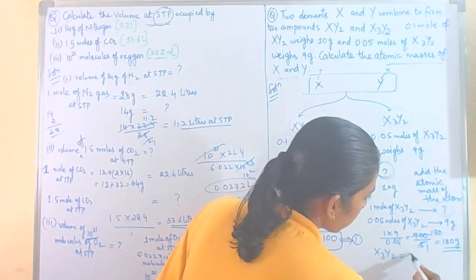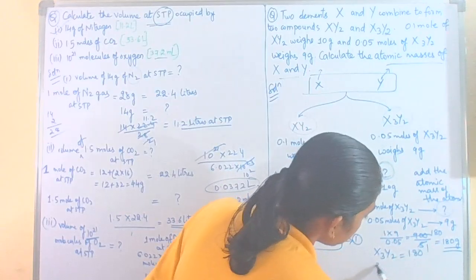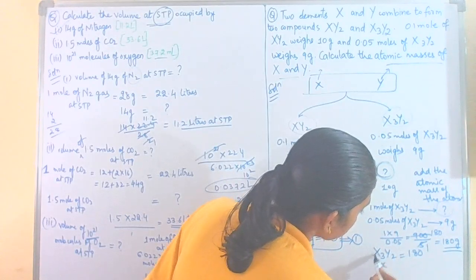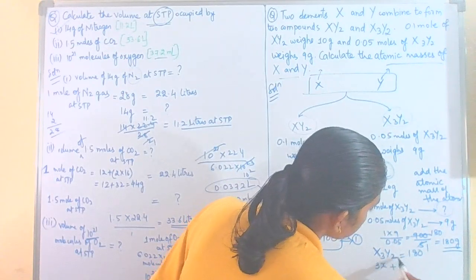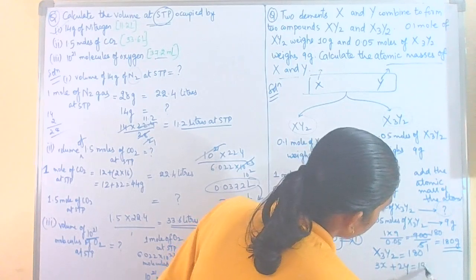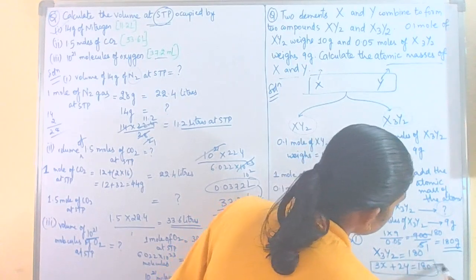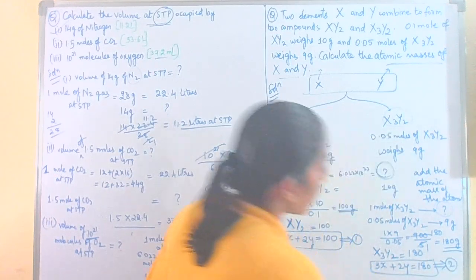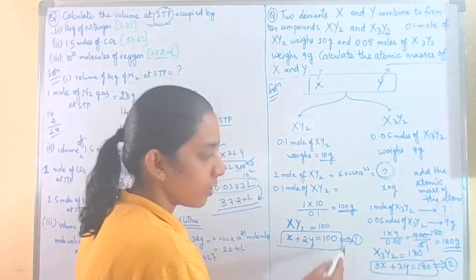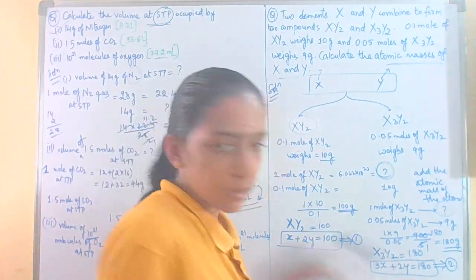X3Y2's gram molecular mass is 180. So 3X plus 2Y is equal to 180, because we have taken 3 atoms of X and 2 atoms of Y. Now this is our equation 2. Now we have to subtract equation 1 from equation 2.